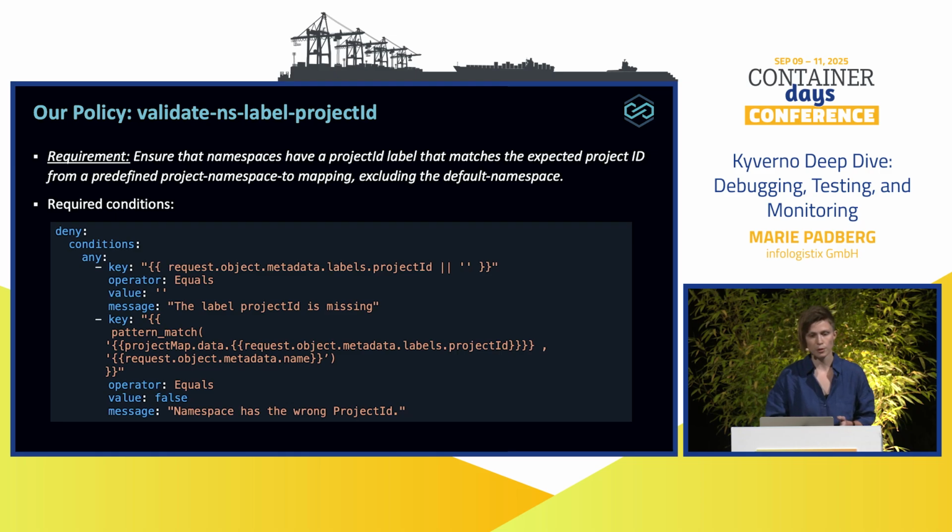And in the second condition, we use the filter pattern match, and as input pattern, we take our variable project map, and from the data, we grab project ID, so we get the team name, and this one we will compare with the name from the namespace. And if this equals false, the condition evaluates to true, and the request would be rejected. Otherwise, it's fine and the validation is passed.